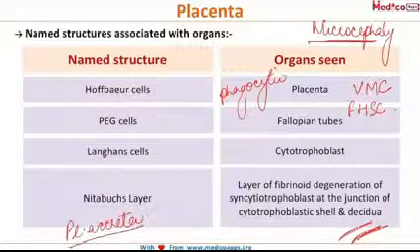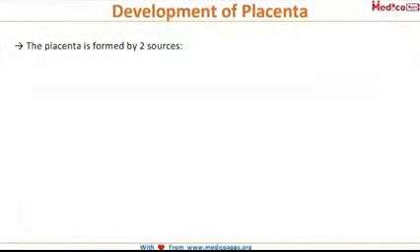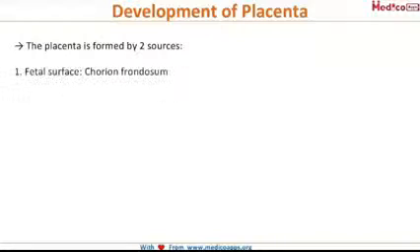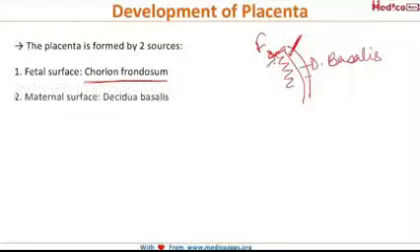Now we will talk about the development of the placenta. The placenta is formed by two sources, as we have already discussed. There is one maternal side of the placenta and a fetal side of the placenta. The fetal side of the placenta is formed by the chorion frondosum. And what is the chorion frondosum? It is the proliferation of the villi present on the side of the decidua basalis. So this chorion frondosum will form the fetal side of the placenta, and the decidua basalis forms the maternal side of the placenta.